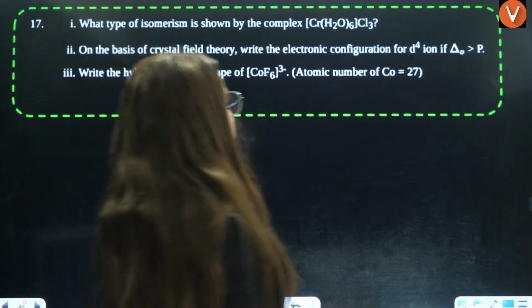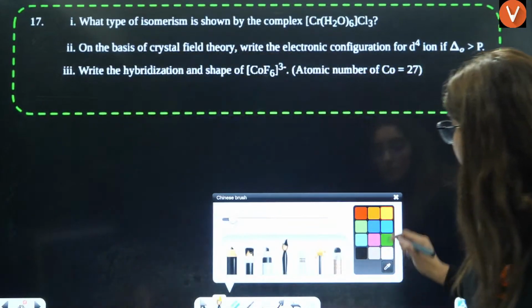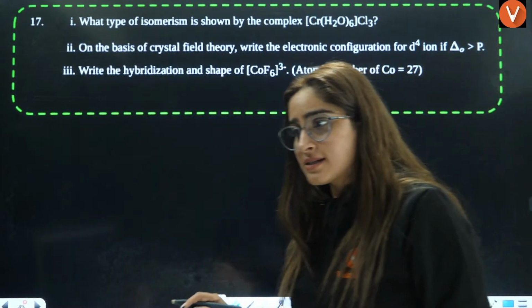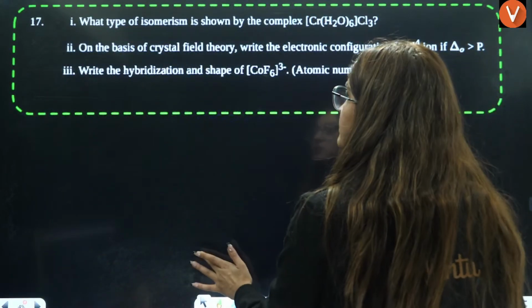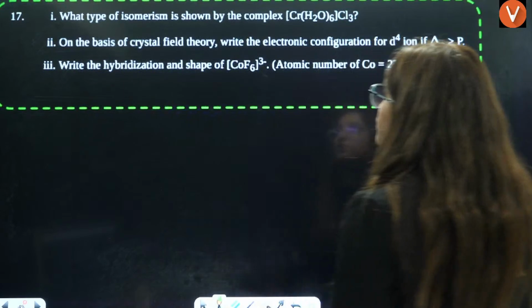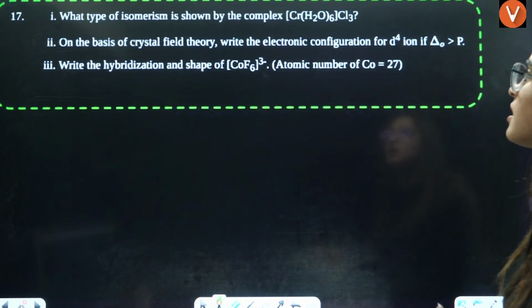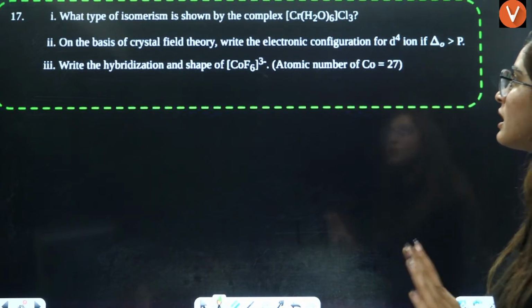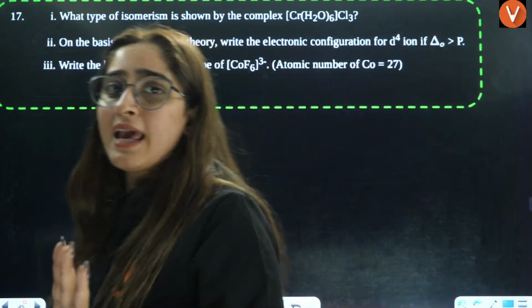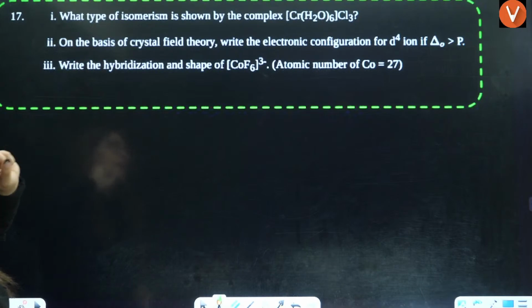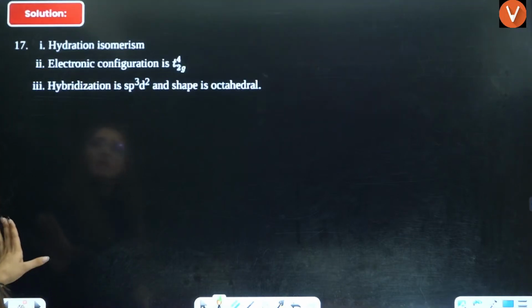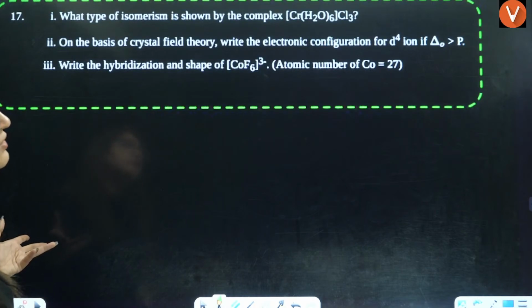Okay, now let us come to the subjective questions here. Let us start the subjective questions. First question, as you can see on your screen, is what type of isomerism is shown by the complex? The complex given to you is [Cr(H2O)6]Cl3, right? So basically all the ligands are the same here. First thing, directly, it is a 3 marks question.